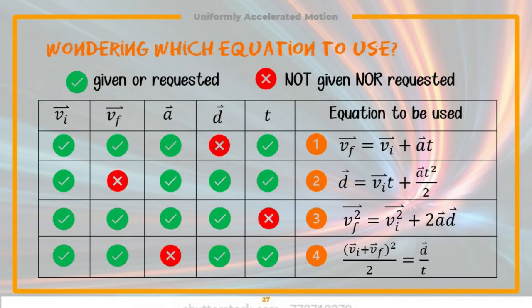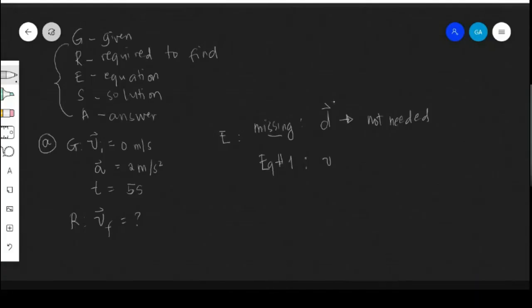So, table, what equation does not need the displacement? The equation that does not need the displacement is equation number 1. So, sa equation number 1, meron siyang initial velocity, meron siyang acceleration, meron siyang time, and meron siyang final velocity in the given and in the required to find. So, gagamitin natin ito. So, this will be VF is equal to VI plus AT.